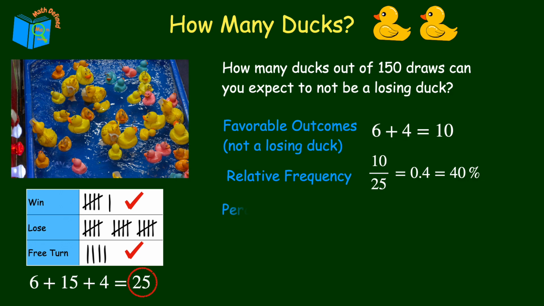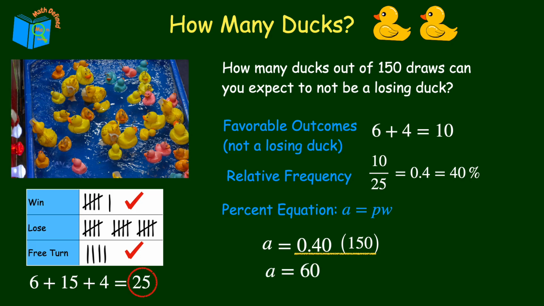We'll need to use the percent equation to make the prediction of how many ducks we can expect to not be a losing duck out of 150 draws. The percent equation is A, or the part, which in this problem is the number of not losing ducks, equals the percent, which is the relative frequency of 40% written as a decimal, times the whole 150 draws. Now we'll multiply these two values to get A equals 60.